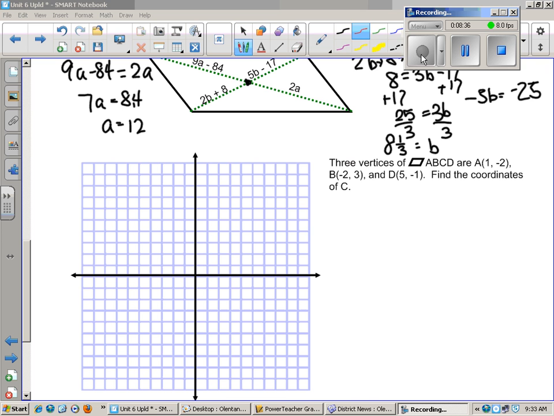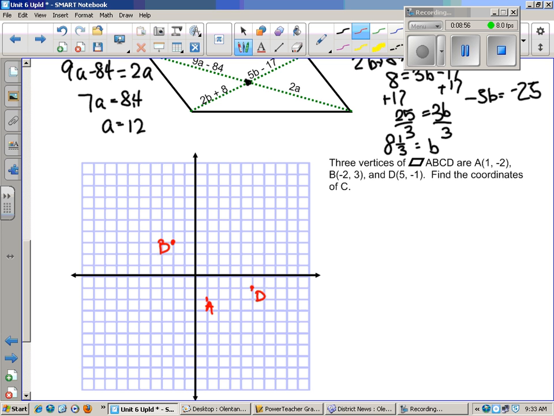Okay? Of a parallelogram, but we only have 3. So A is at 1, negative 2. B is at negative 2, 3. And D is at 5, negative 1. Okay? We need to find C.